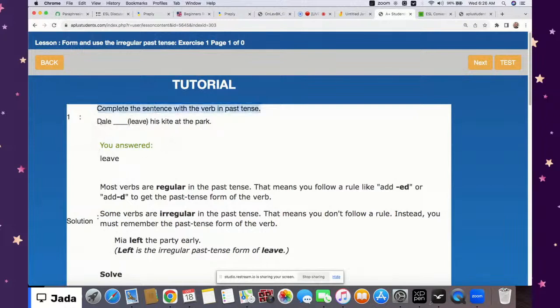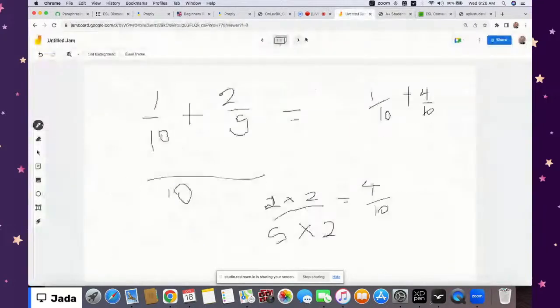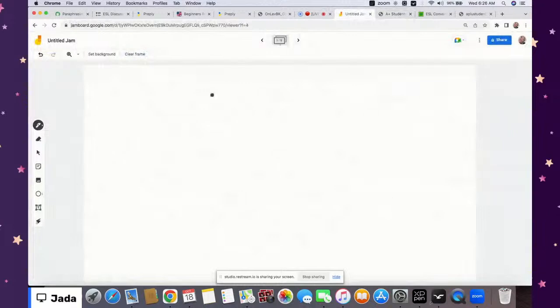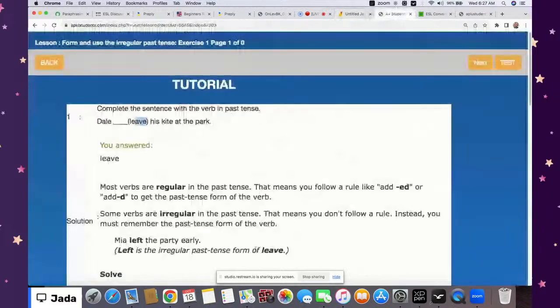Okay, we have: Dale dash his kite at the park. It says leave for the present, right? So is it going to be left or lived? Of course, it's going to be left, since it is leave. So, left.